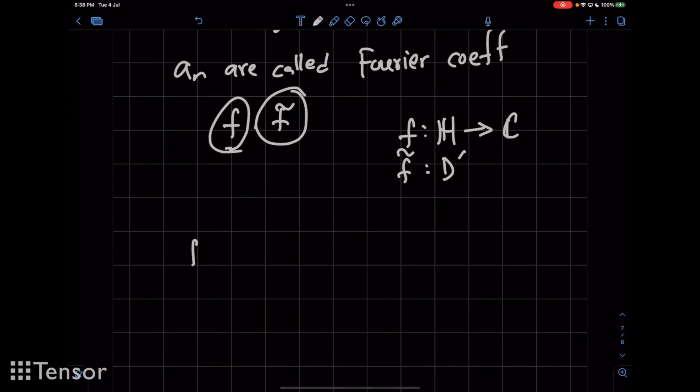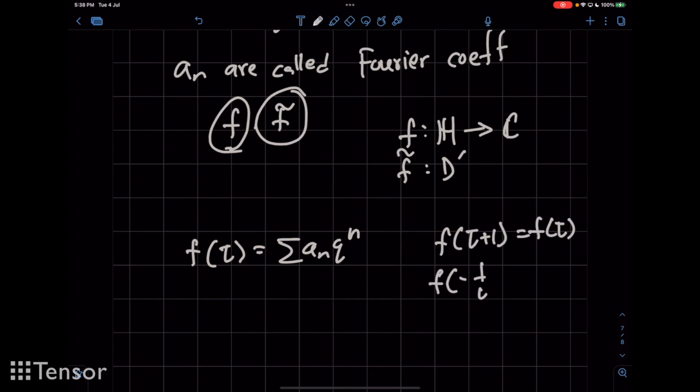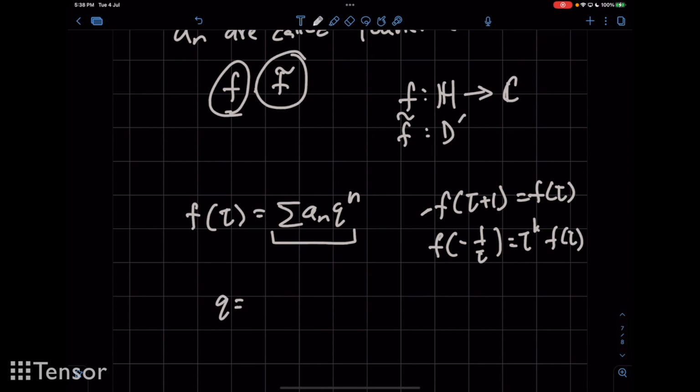So let us write the q series expansion again. F of tau is the sum of a_n q to the n, and we had two functional equations for a modular form, right? One is that f is one periodic, and the other is that f of negative 1 over tau is tau to the k f of tau. The first condition is easily encoded in this expansion, because q is nothing but e to the 2 pi i tau.